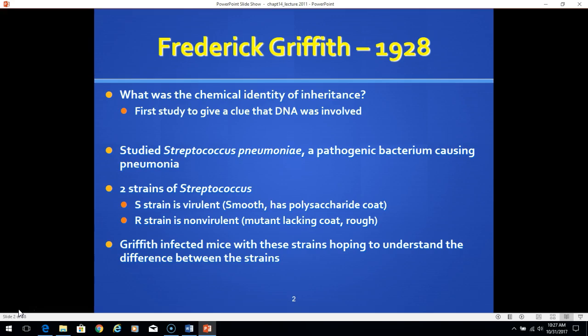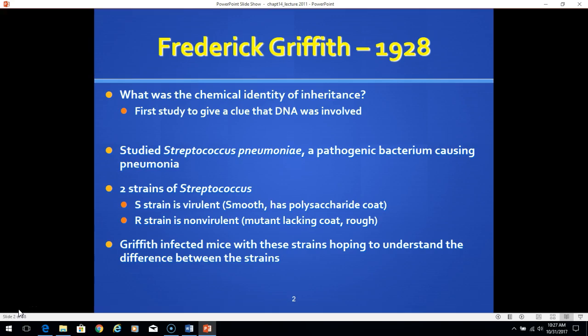And so the capsule goes around the bacteria and acts like an extra layer of camouflage. But underneath a microscope, it looks like it's a nice, smooth sphere. So he called it the S strain. The R strain was missing that capsule, and so when we looked underneath the microscope at it, it had a more rough appearance, and also it just so happened to be non-virulent, meaning it could not cause disease.